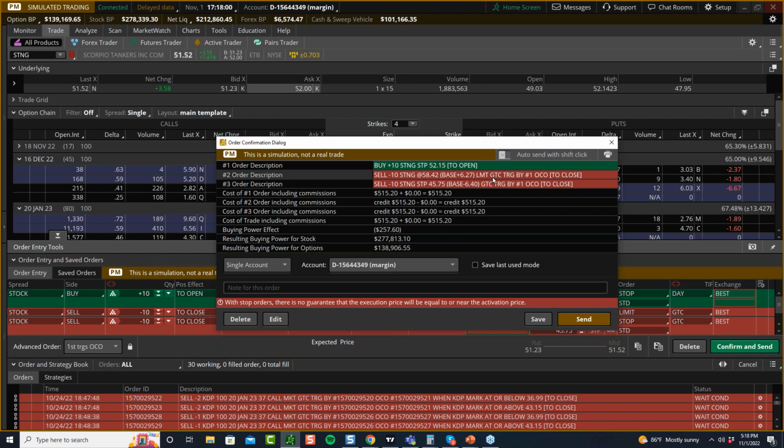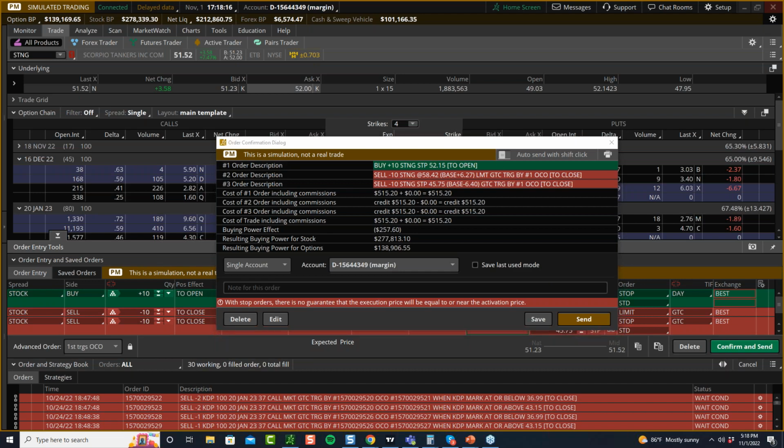The green sets the trade and executes it. If it doesn't come up at 52.15 tomorrow, by the end of the day, this trade will automatically cancel itself out. It's only good for tomorrow. It's not good for 5 days, 20 days, a month. It's only good for the next day.